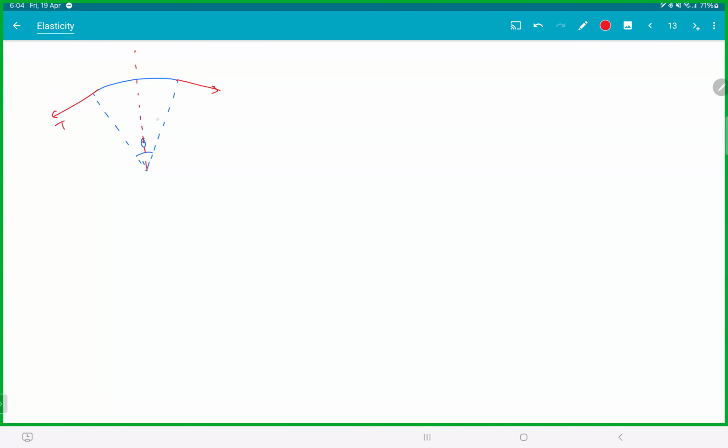This is the angle theta by 2. This will be theta by 2. This will be the centrifugal force dm omega square r. So 2T sin(d theta by 2) is equal to dm omega square r.